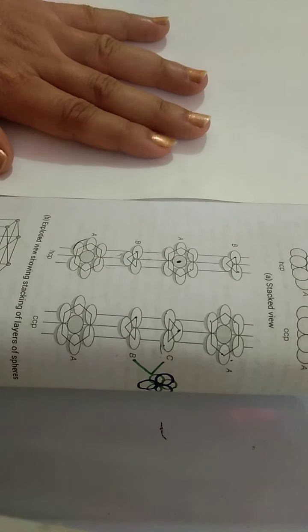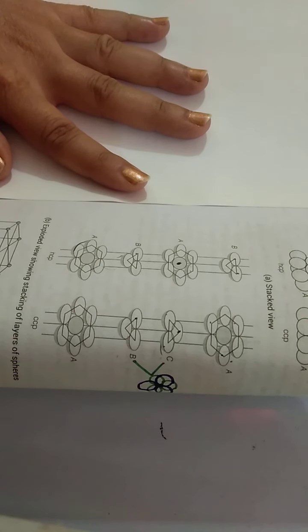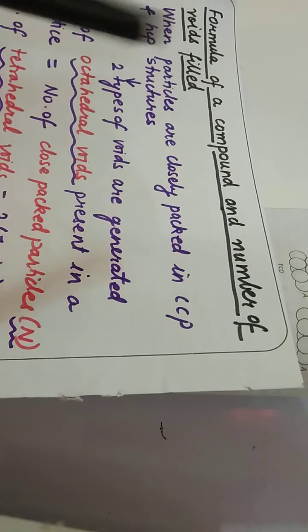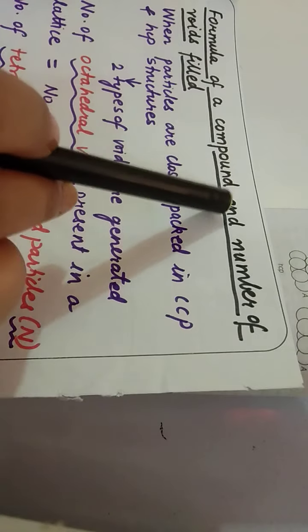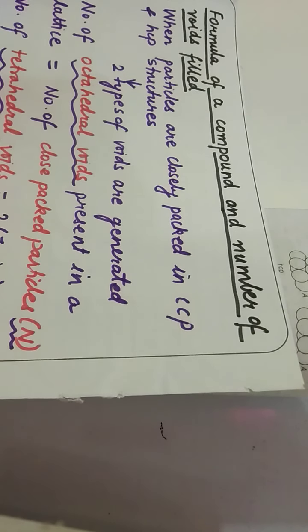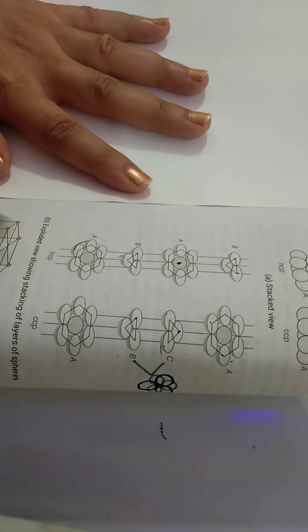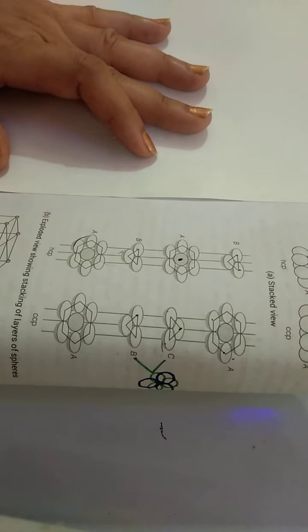Today the topic we'll be covering is to find out the coordination number of HCP and CCP arrangements and to find out the formula of a compound and number of voids filled. So let me start with my first topic, to find out the coordination number in HCP and CCP arrangements.